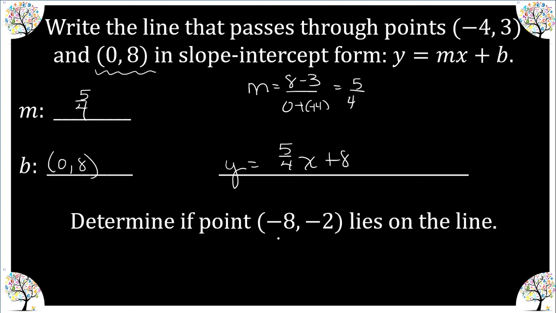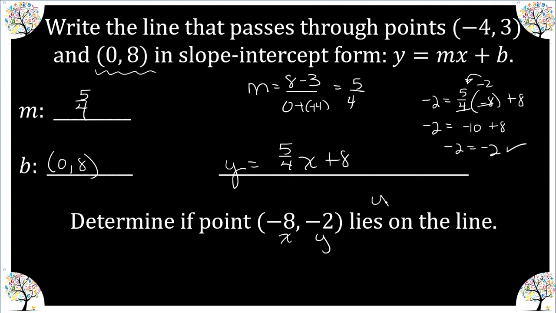Now it says determine if -8, -2 lies on this line. So we plug it in to see what kind of statement we get. For y, I'm going to replace it with -2. For x, we're going to replace it with -8. Bring down the -2. 4 goes into -8 -2 times. -2 times 5 is -10 plus 8. So we get -2 equals -2. That is true. So yes, this point is part of this line.